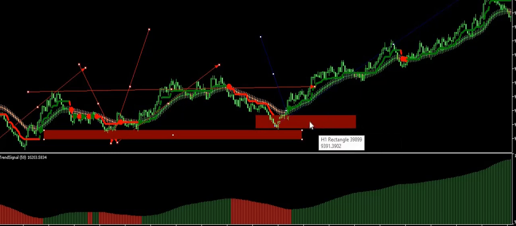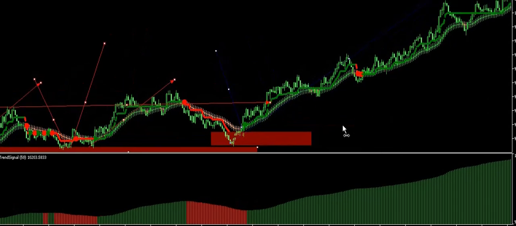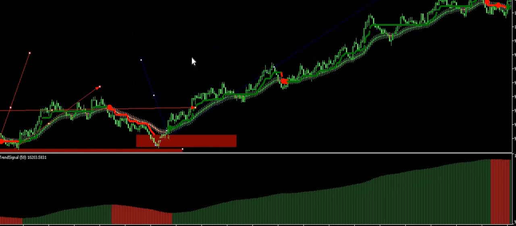Okay, let's say you didn't catch it here. You wait for this structure. You just draw a structure. How do you know your structure? You look at the nearest high or the nearest low. So currently now, this is the nearest high. Let's look at the nearest high here.